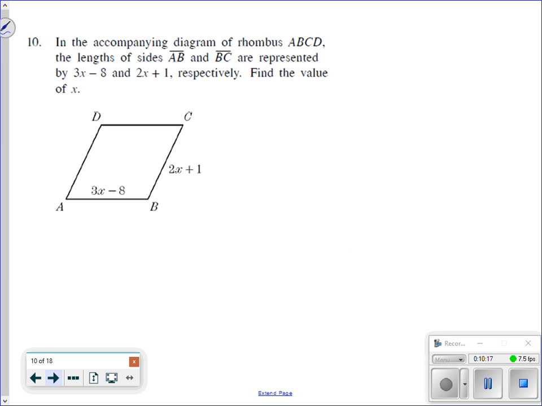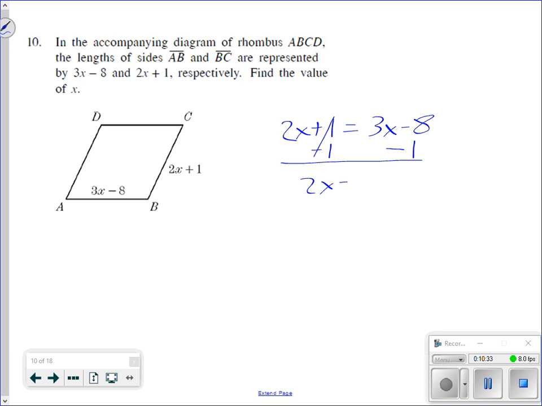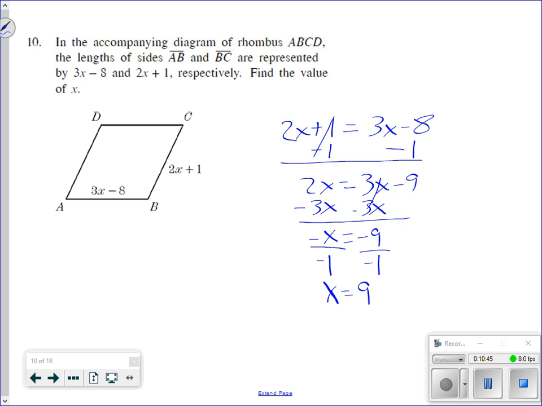10. They give you a diagram of a rhombus, 2 consecutive sides. Really, it doesn't matter in a rhombus what sides they give you. All the sides are congruent. So, subtract 1 on both sides. We get 2x equals 3x minus 9. Subtract our 3x. We get negative x equals negative 9. Divide by negative 1. And x gives you 9, which in this case is exactly what they were asking for again.